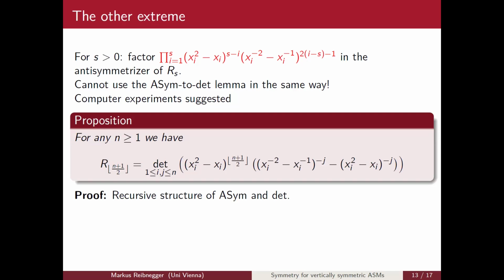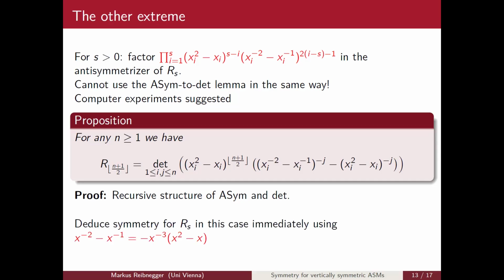If you exchange xi by xi inverse, these two things replace each other. And then you have to think about what happens to this factor in the front, but this is also easy because x to the -2 minus x to the -1 is just x squared minus x times some factor.